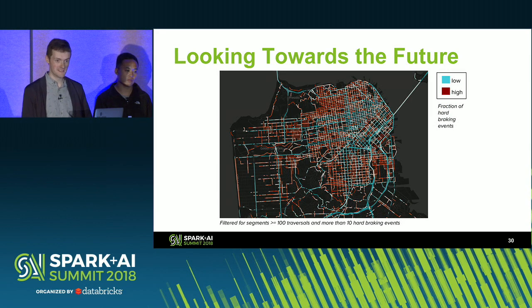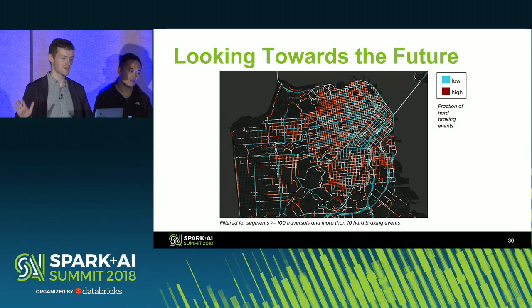And that's it for problems and solutions. I just want to take a second to say that we're trying to look towards the future with our engineering problems here and really understand what we can do with the power of Spark. So this is a graph we made. This is the fraction of hard braking events, basically different magnitudes of them. You can see that plotted here.